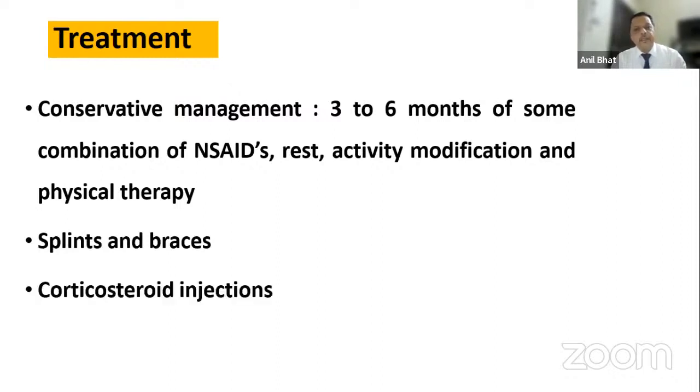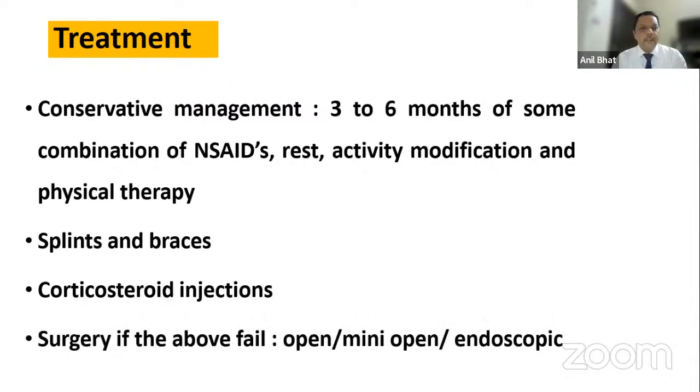Rarely we would go for steroid injections, again, not very particular on that. And if all of the above fail, then surgery, which can be either open or mini open, or nowadays we tackle most of these with endoscopic releases also.